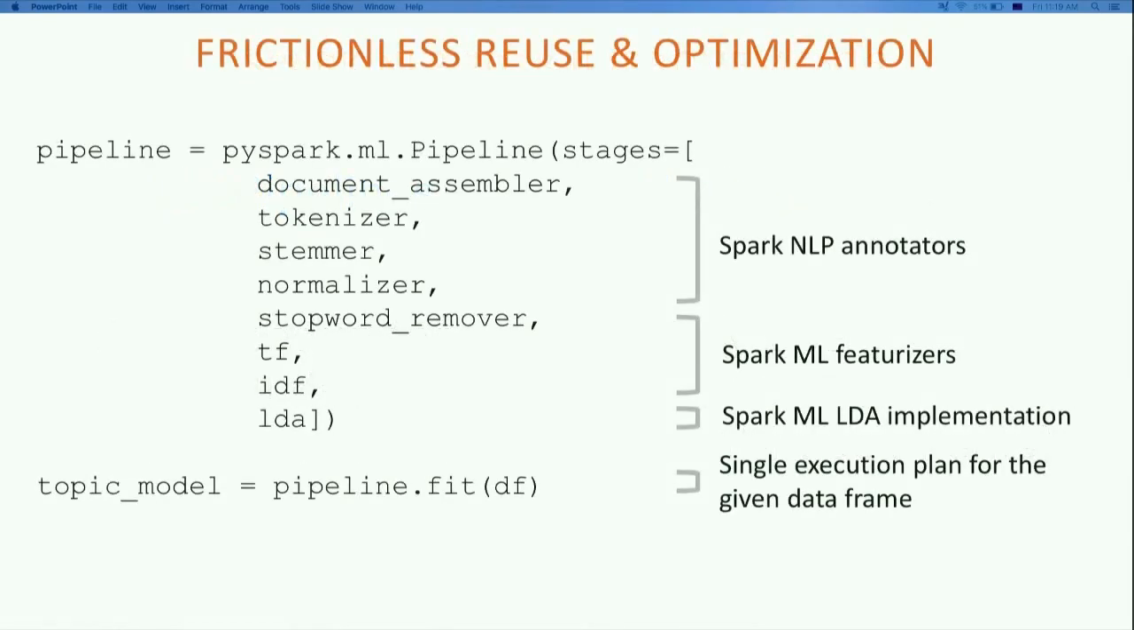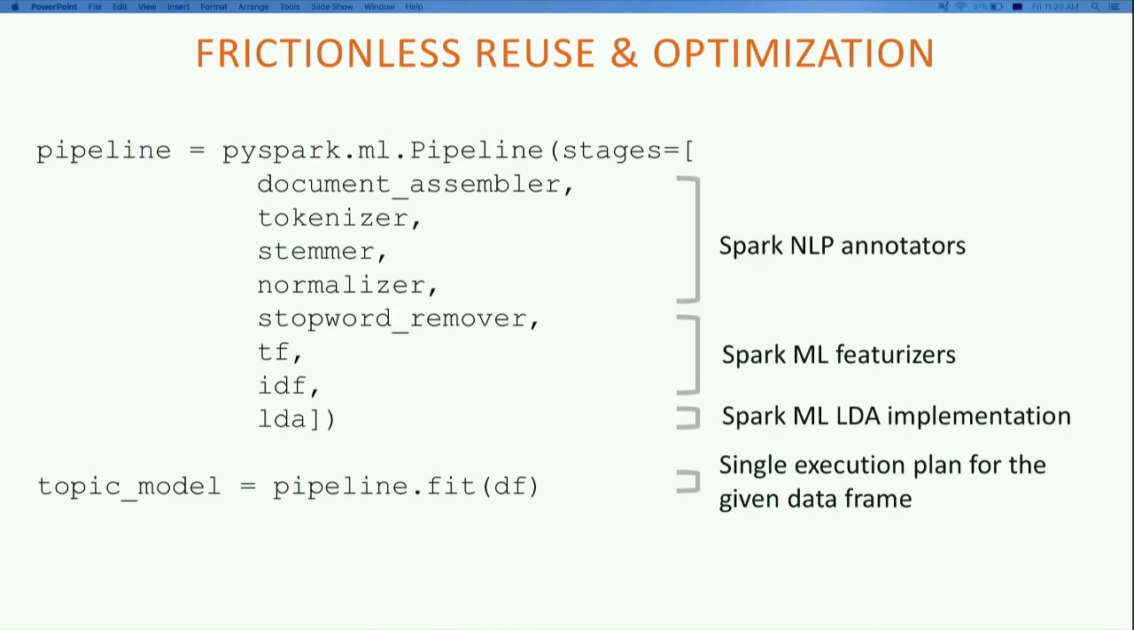So in terms of how this looks in code, this is a Python example. There are lots of notebooks and examples online. But basically, the pipeline is the PySpark.ml.pipeline. You can combine stages. So one nice thing is that if you look at this pipeline, I start with raw text. I build a document out of it. I tokenize. I do stemming. I do normalization. So these are Spark NLP annotators.